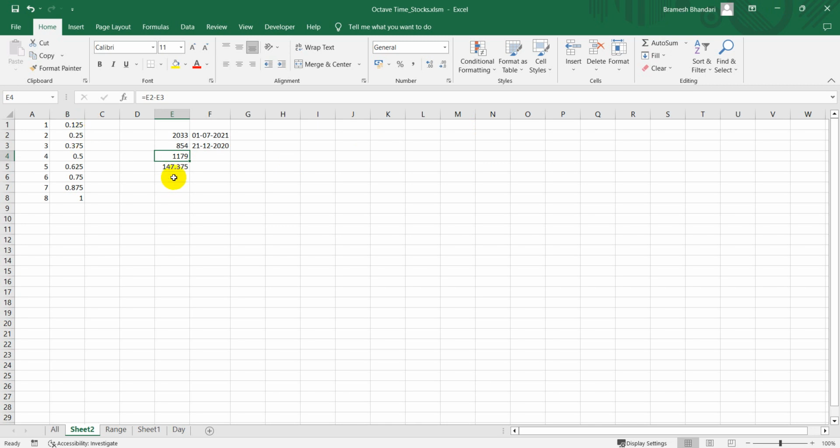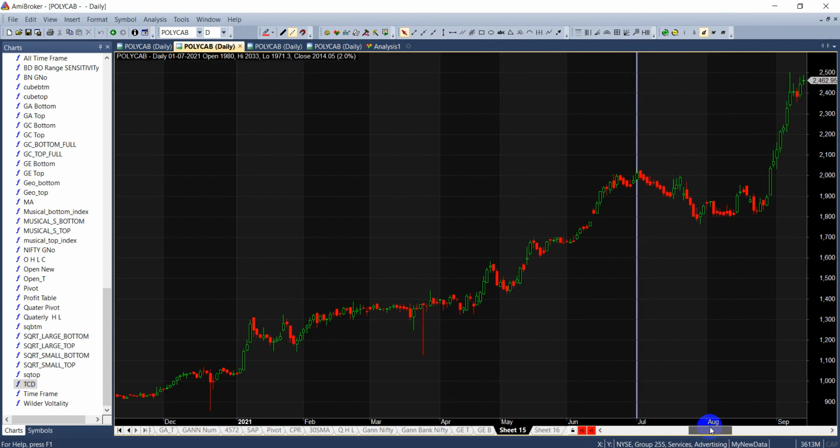If we apply this Gann retracement to that, like 1179 multiplied by 0.25, it will give me 294 days. So if I add 1st June plus 147, it will give me 25/11/2021. So this could be a potential trend change date for this particular stock. Let's see, 25/11/2021.